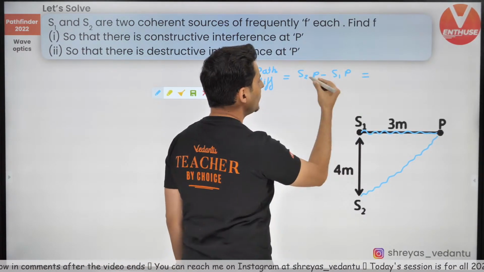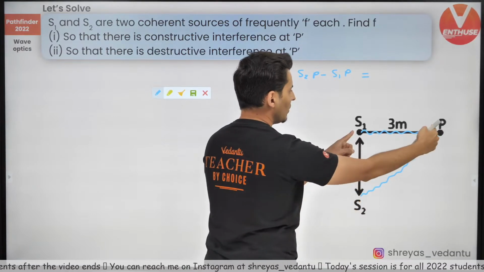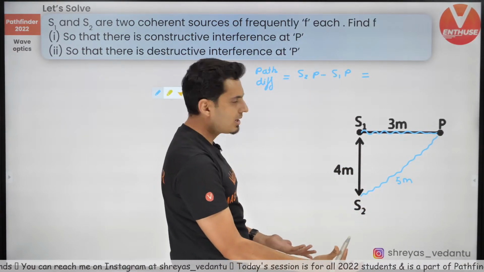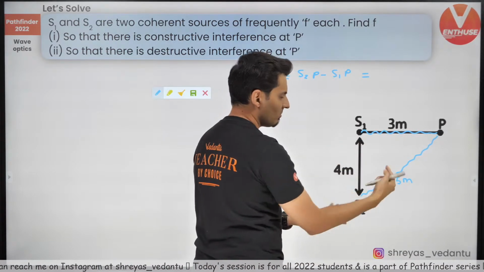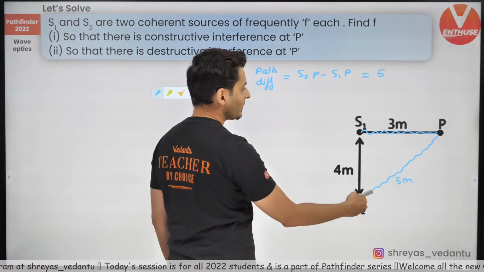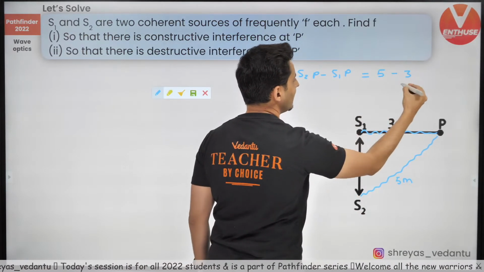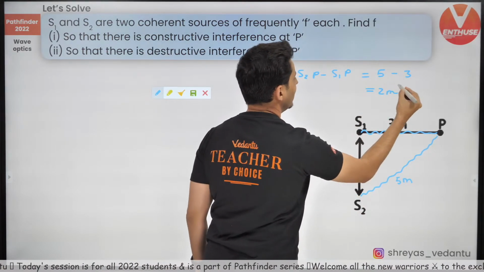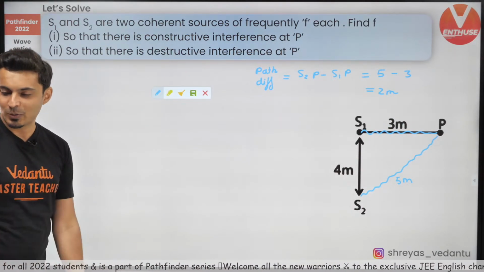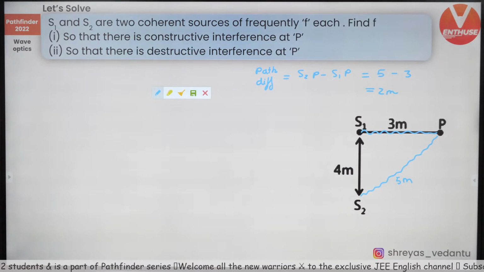Now what is S2P? This length. Oh, this is 3, this is 4. Obviously this will be 5 meters, the hypotenuse, right? 4, 3, yeah, hypotenuse, Pythagorean triplet. This is 5. So S2P is 5. S1P is nothing but 3. So naturally it will become 2 meters. Fair enough. Understood? Clear? Okay? Yes, Suhani, that was easy, right?